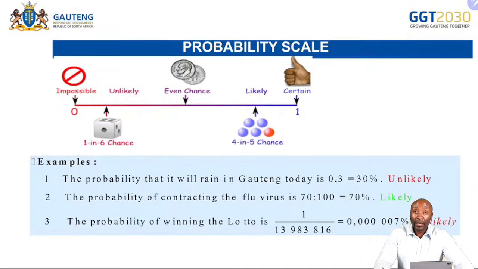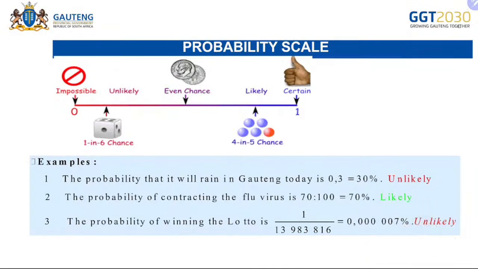We move on now. What is the probability of contracting the flu virus? We know very well that according to seasons, winter is a flu season and we normally have flu around this time. Hence, we would approximate to say it is likely because the influenza virus can attack at any time.